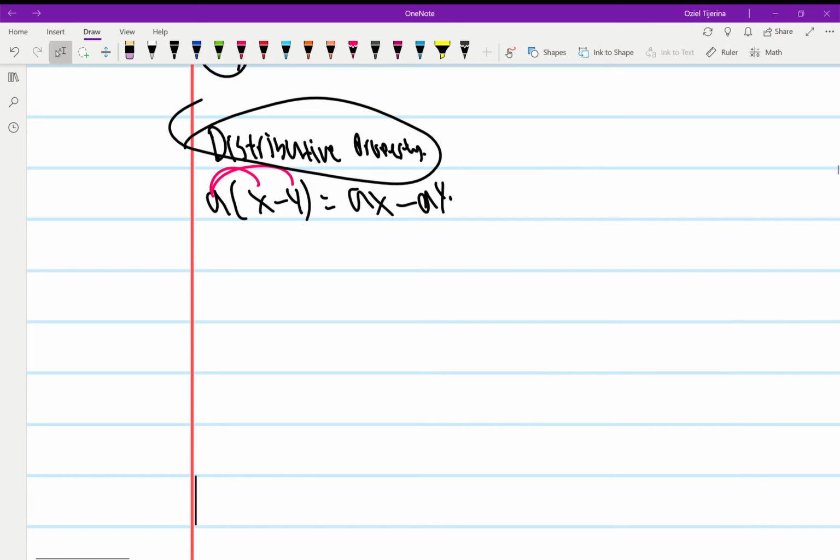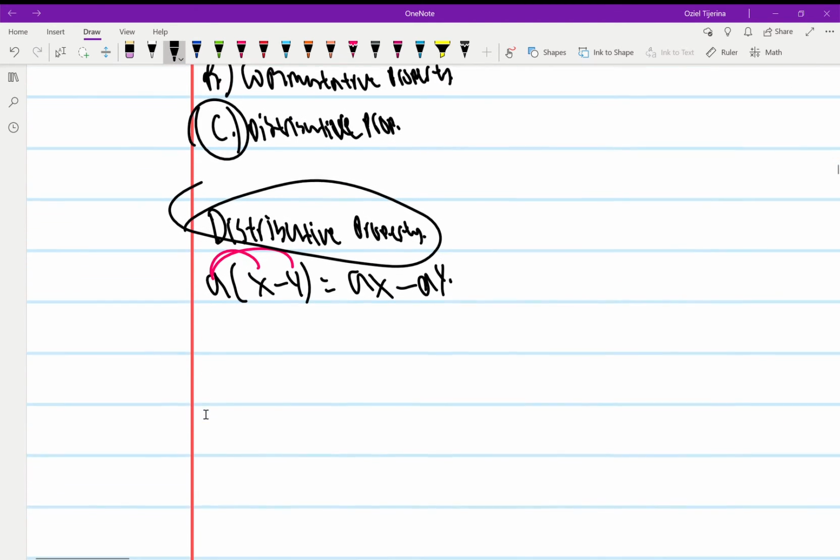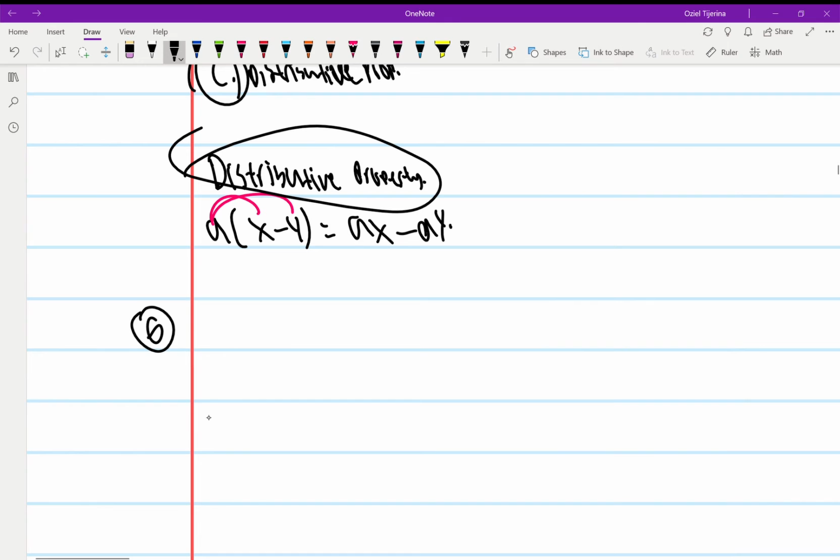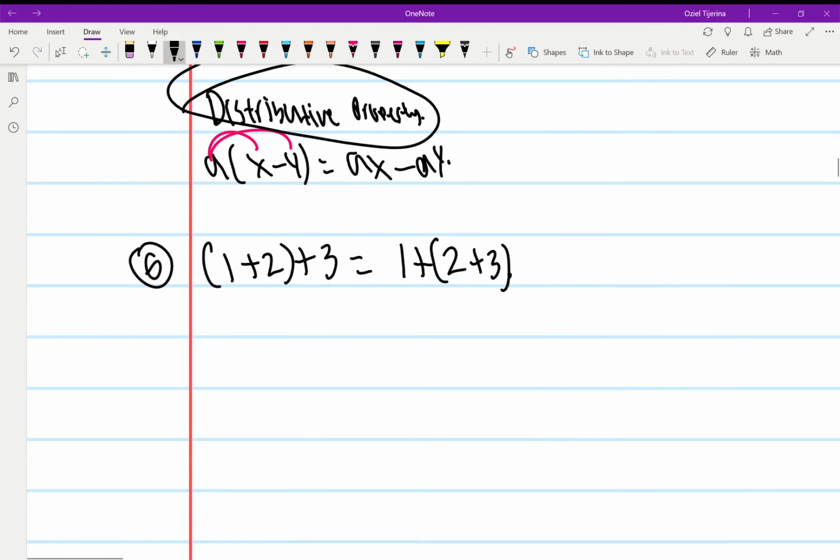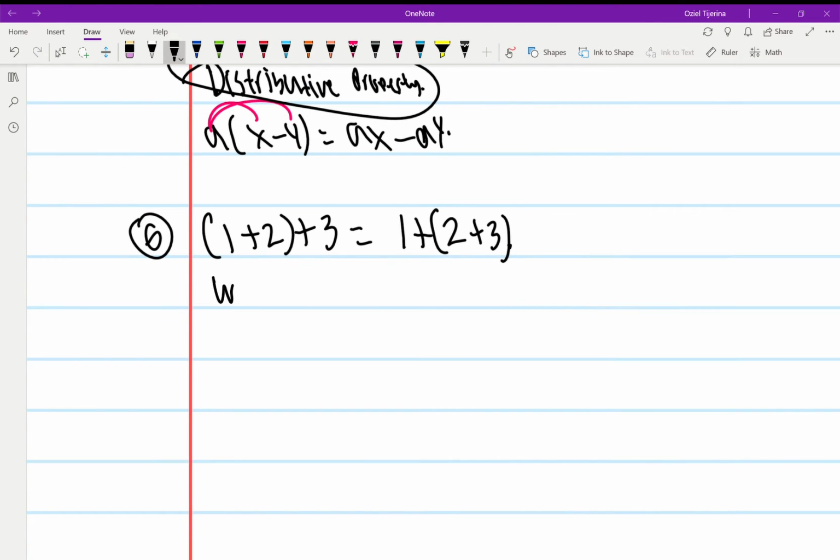And then the next one that we have is number 6, I think. Yes. Which is, you got 1 plus 2 plus 3 equals 1 plus 2 plus 3. So, it's asking which property does this represent?